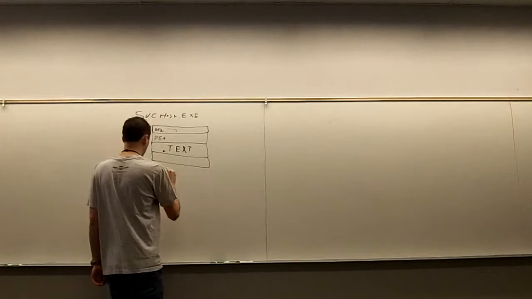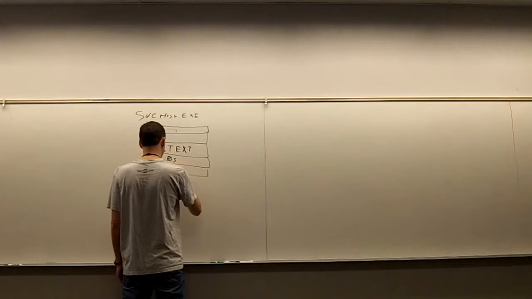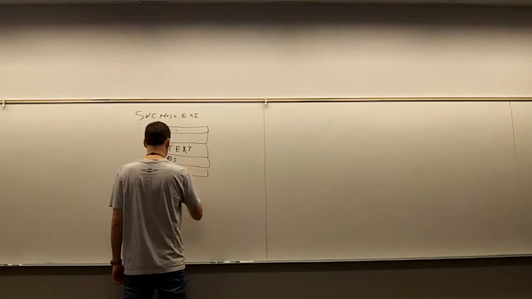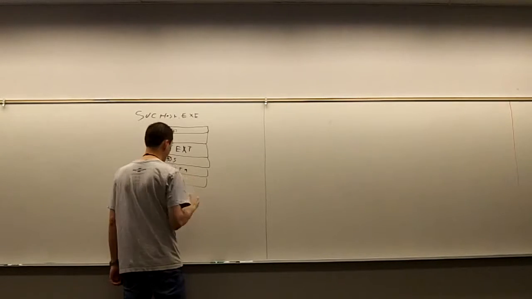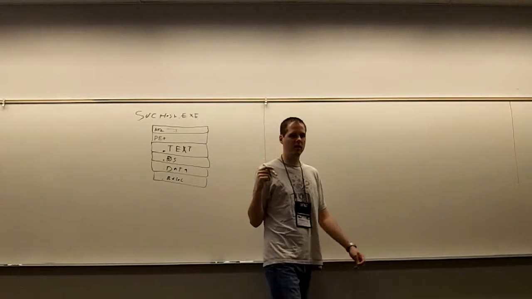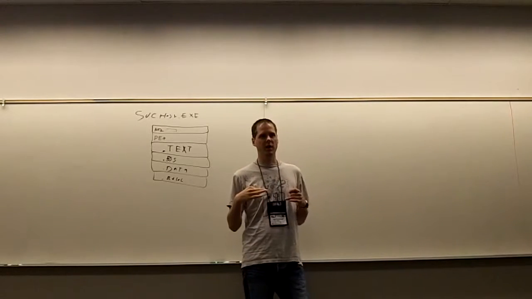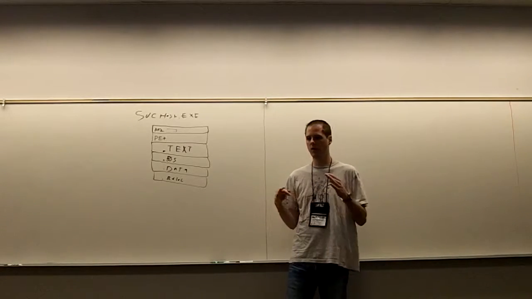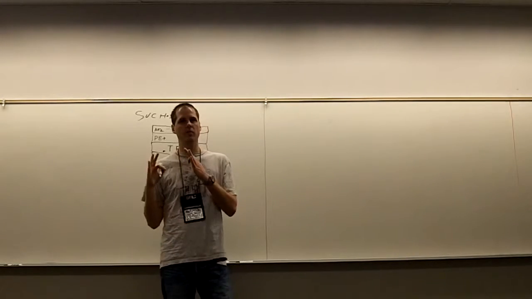And then there's sections such as .bss, .data, .reloc. My handwriting is terrible, I'm sorry. But the point is that an executable contains a bunch of sections. Some of them are executable code. Some of them are information about functions that the executable will import or export.